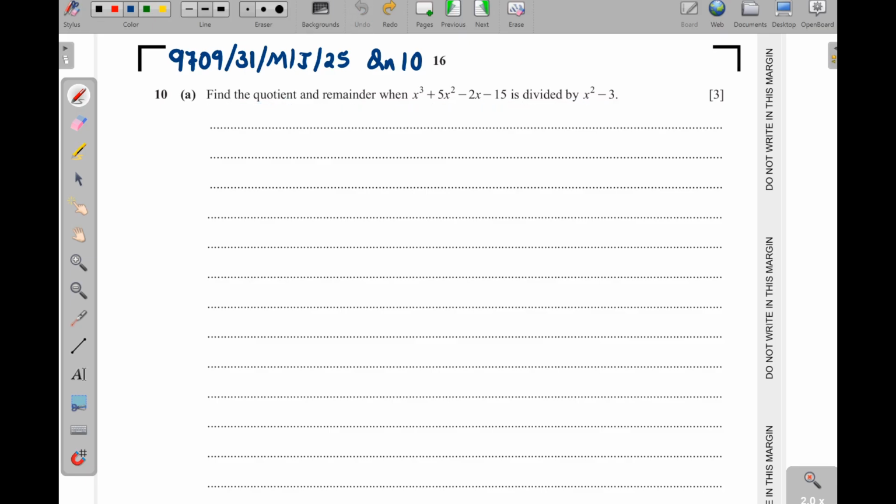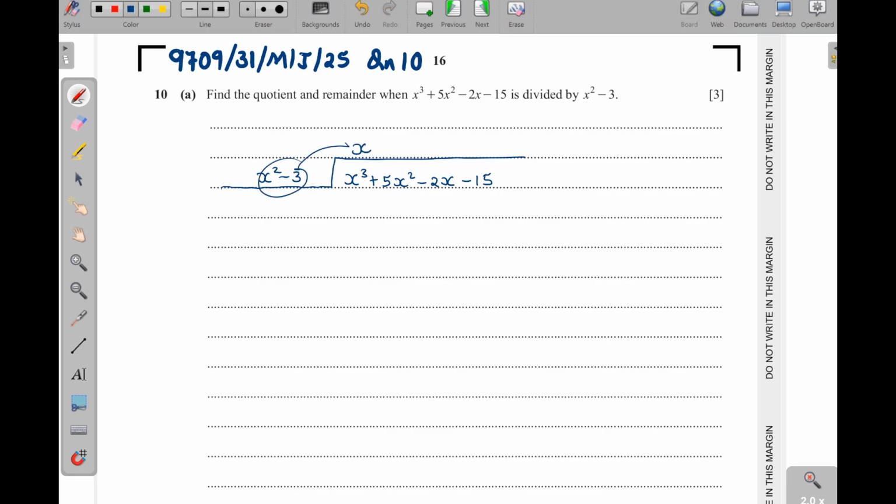So I'm going to use long division here. Our dividend is x cubed plus 5x squared minus 2x minus 15, and the divisor is x squared minus 3. You divide the first with the first, the rest you multiply. So this divided by this, you get x.